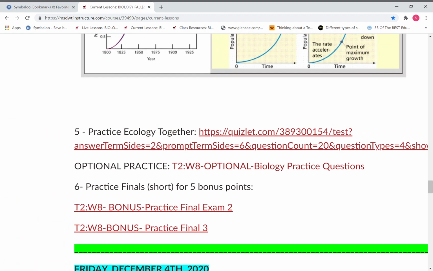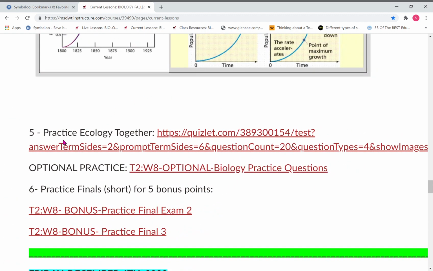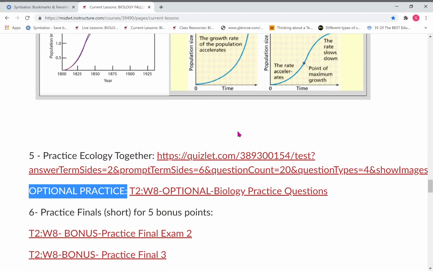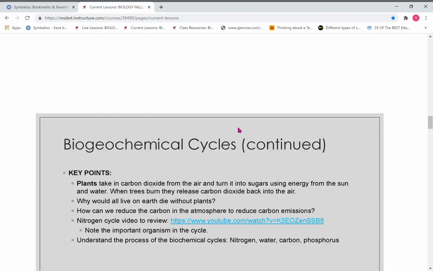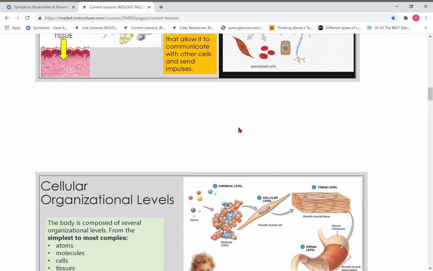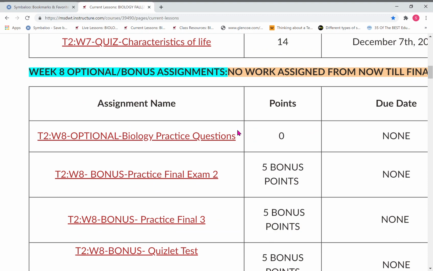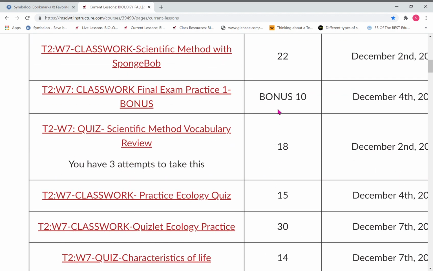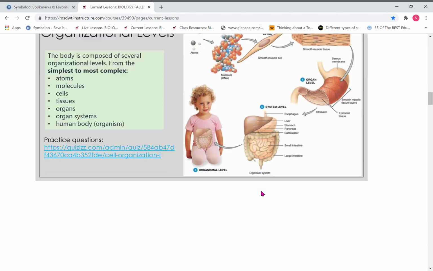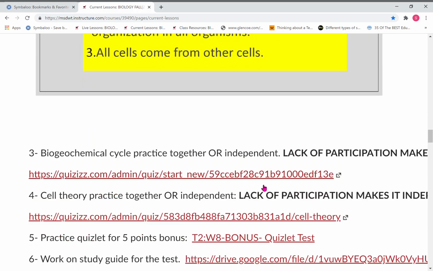Okay, so in class we practiced together the ecosystem or ecology Quizlet, and here is an optional practice that is also listed in the table up here at the top. Whoa, it's way up there. Oops, sorry, it's way up here because I've already done this week so far. But here are the options to do. A couple of these are for bonus. There was one bonus from last week. Okay, these are all things we talked about this week.